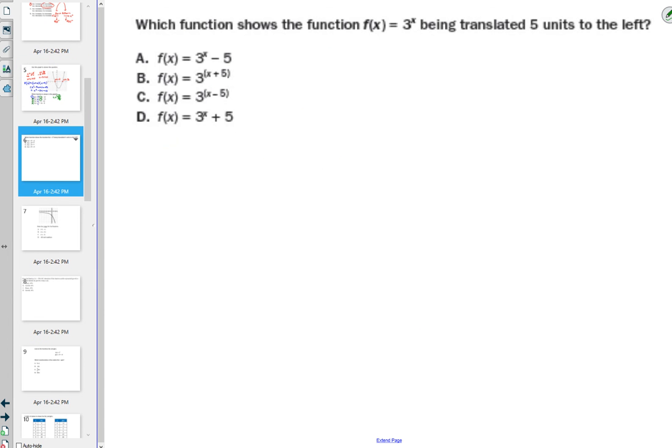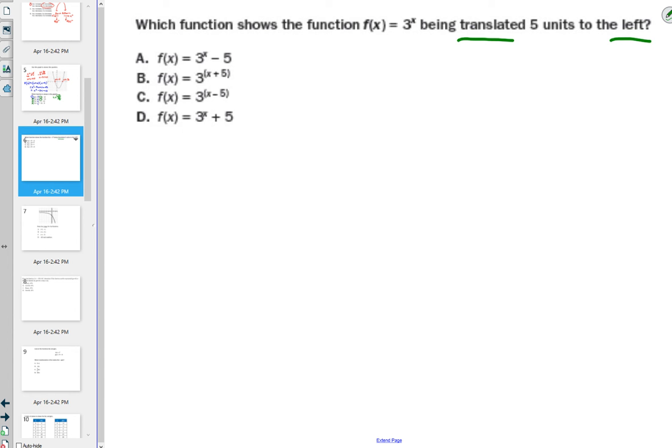Which function shows this function being translated 5 units to the left? On a horizontal translation, what do you look for to see that it's going on? Like physically, what type of symbol do you look for? It starts with P and ends with parentheses. Yeah, is there anything left or right? Translating left?